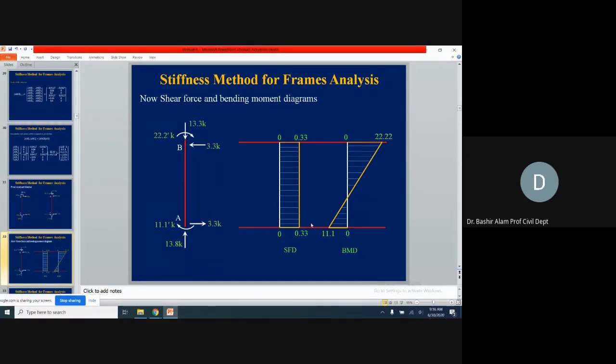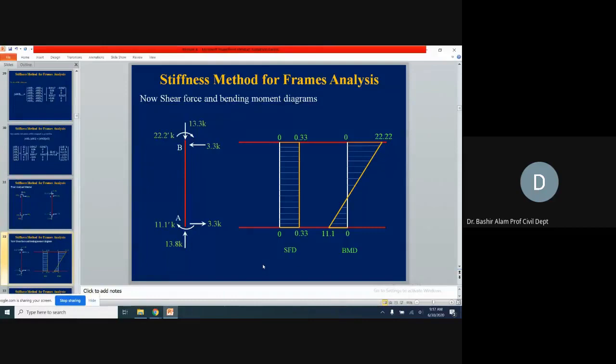3.3, so we are coming to the right because of this 3.3 shear. We don't have any load in between, so it is coming constant. 3.3, the same magnitude here we have, and because of this 3.3, we are coming to the left, so we got this closed loop now. Because of this 11.11, we are coming to the left, and because of this 22.2, we are coming to the right. We are joining these points, and this is becoming the bending moment diagram for member AB.